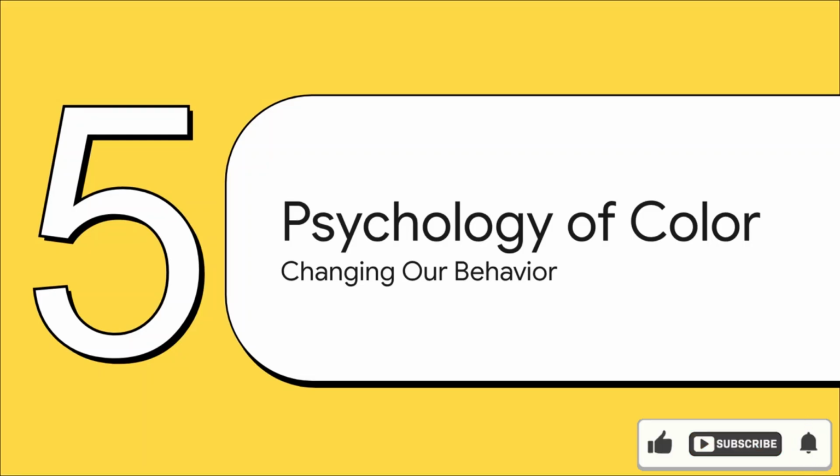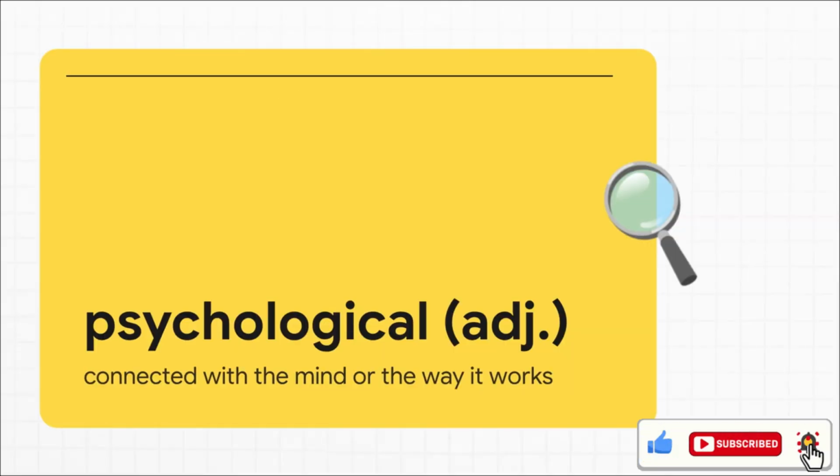Which brings us to our final stop, section 5, the psychology of color and how it actually changes our behavior. We have one last vocabulary word to unlock this: psychological. Using our context clues, we can figure out it means connected with the mind or the way it works. Color psychology is the specific study of how colors affect our emotions, our decisions, and even our physical actions. And let me tell you, the research findings are absolutely wild.